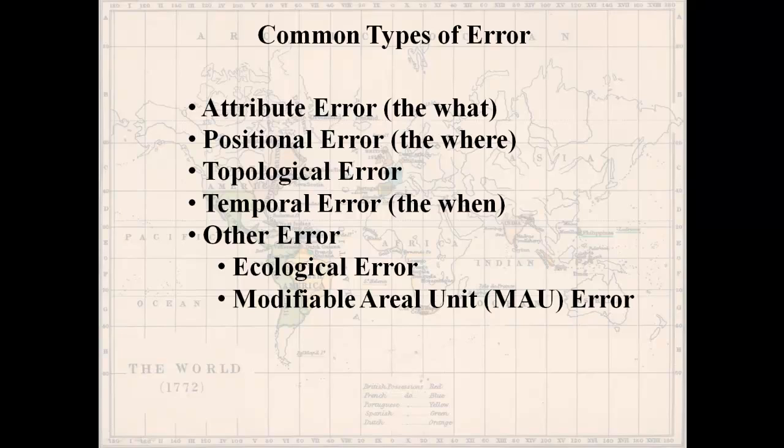So there are 3 kinds of aspects to topology. One of them is adjacency. You can imagine that as states in the United States. Idaho is adjacent to Washington. Containment is another. All of the cities in Idaho are contained within the Idaho border. And connectedness is another, and that would be like a road network. All of the roads in Idaho are somehow connected to the other roads. Maybe, maybe not. Temporal error is error in the when, of course, and then there are 2 other types of error called the ecological error and the modifiable areal unit error that I'll be talking about in the next video.